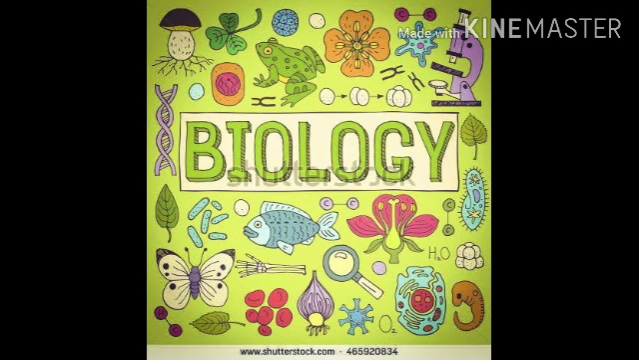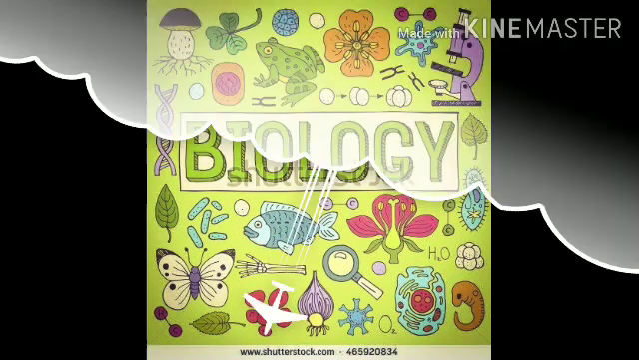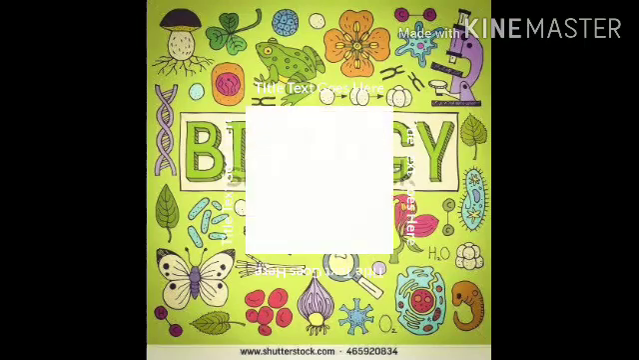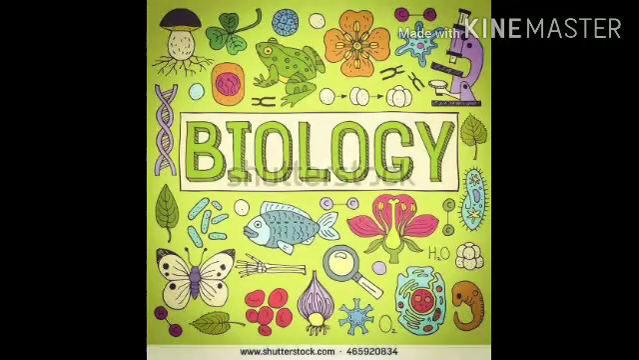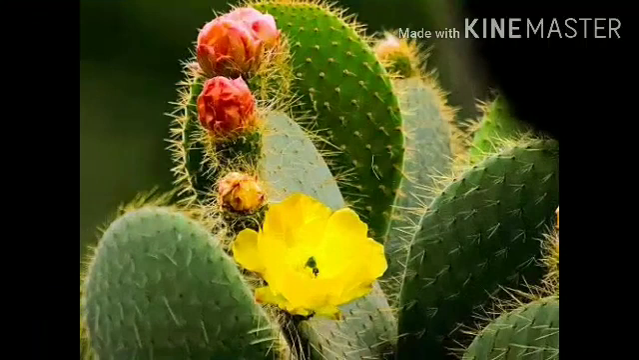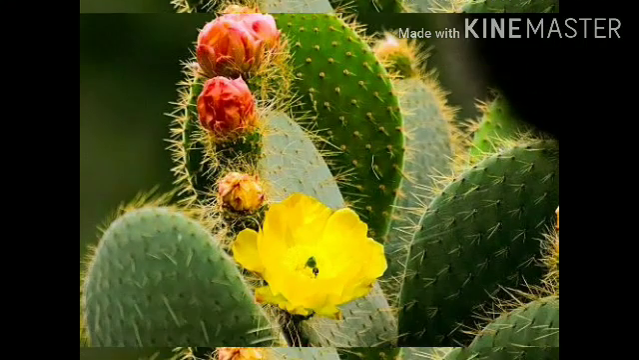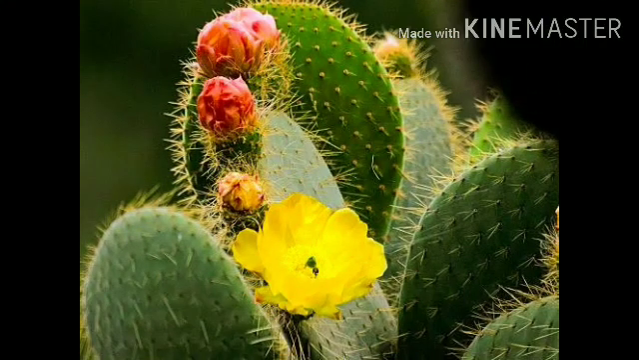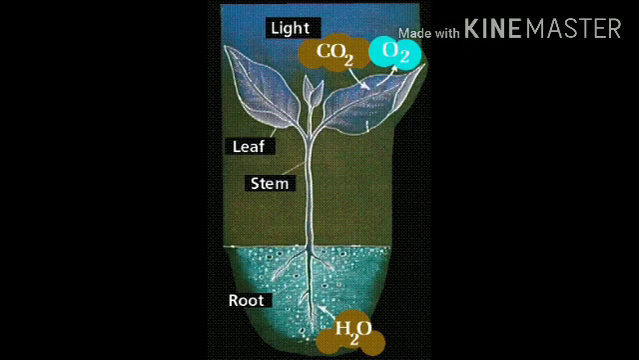Good morning, students. Today we are going to study a new unit, that is organization in plants and animals. The first chapter from this unit is Morphology of flowering plants. Morphology is external structures. Flowering plants are angiosperms. So in today's video we will be discussing different external structures of angiosperms.